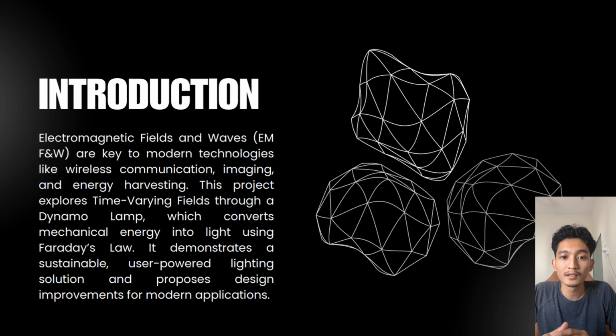So for us, in order to visualize the thing that we learn in EMT subject, we have decided to explore the time varying field, and we decided to make a dynamo lamp. So this dynamo lamp essentially uses Faraday's law, which is it converts mechanical energy into electrical energy. Then the electrical energy is used to power a LED or a light bulb.